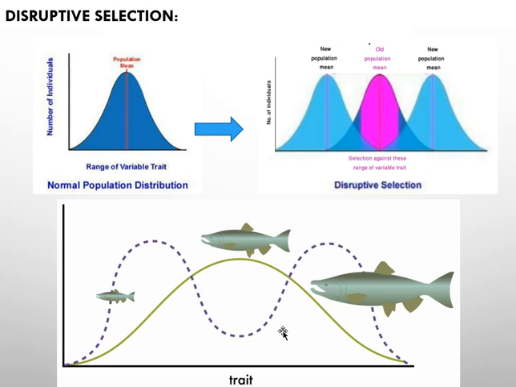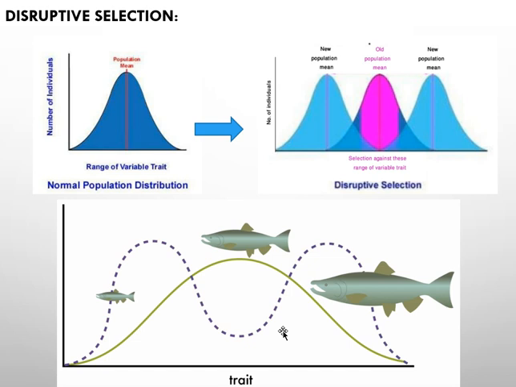The third type of natural selection is disruptive selection. In disruptive selection, individuals with either extreme variation of a trait have greater fitness than individuals with an average form of a trait. This is just opposite to stabilizing selection.